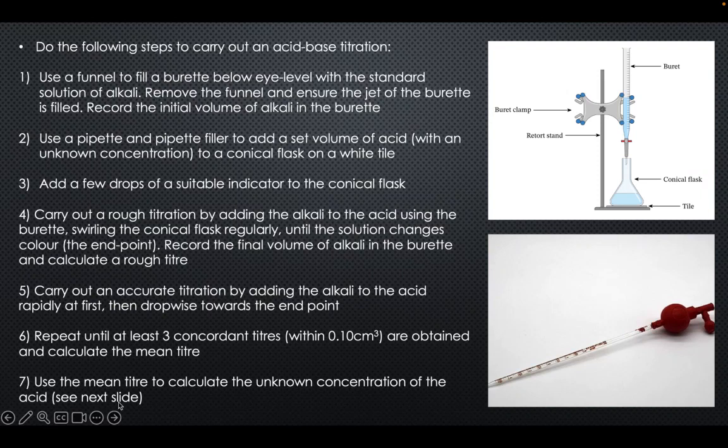We then use the mean titre to calculate the unknown concentration of the acid. So this is what titrations allow us to do. They allow us to titrate one substance with an unknown concentration with a substance with a known concentration, and that allows us to work out the unknown concentration, right?